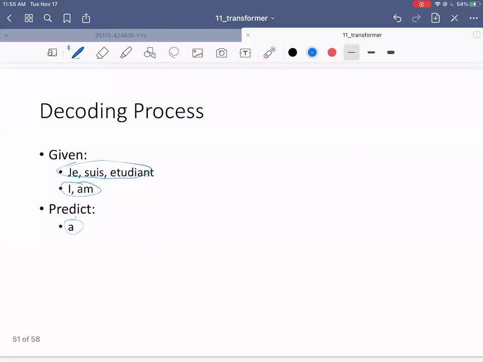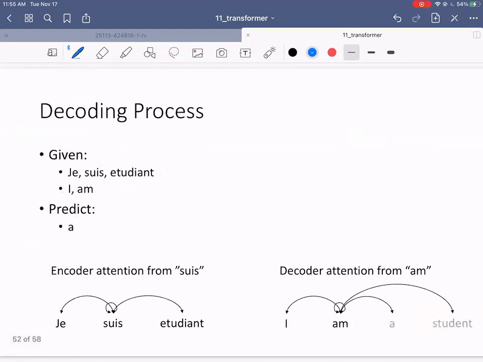Okay, moving on. So yeah, we're given these French words, I and M, and it's time to predict A. In this case, what happens in the decoder block? So this is decoder 1, and here in the very first self-attention, what we have is start, I, and M. We have start, I, and M, and you want to mix and match them together.